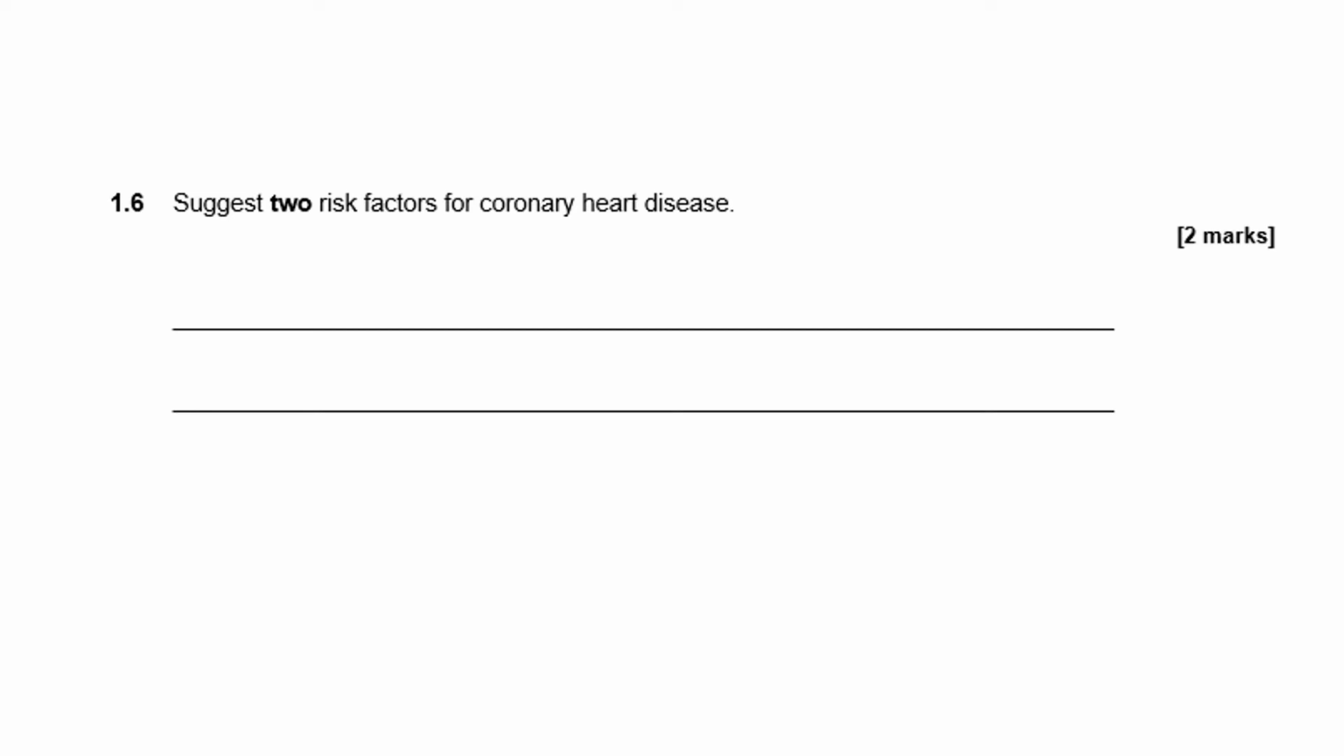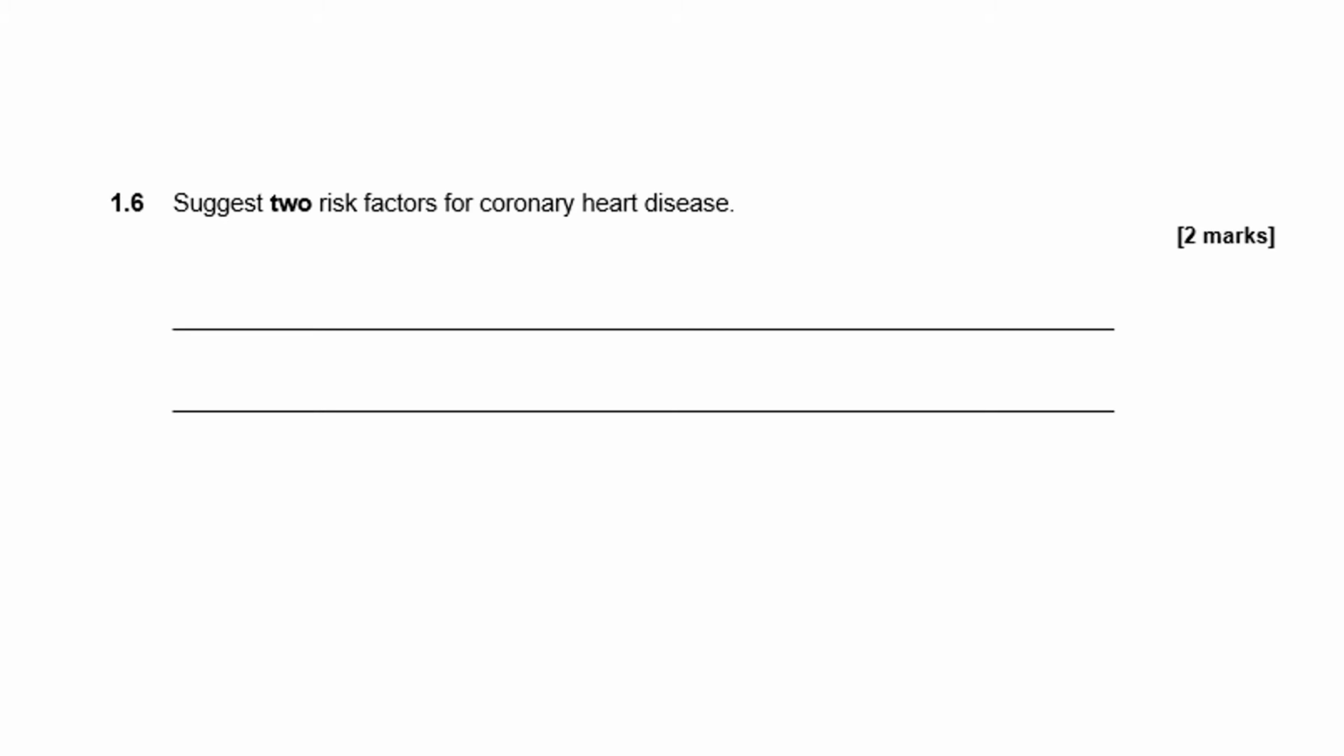Okay, 1.6. Suggest 2 risk factors for coronary heart disease. Now, in this question, the command word is suggest. So in this one, they don't expect you to know necessarily the specific risk factors, but we have done risk factors, so we should know 2 of those risk factors. If you have said a diet high in sugar or a diet high in fat, that would be a mark. If you have said poor diet, then that would be a mark.